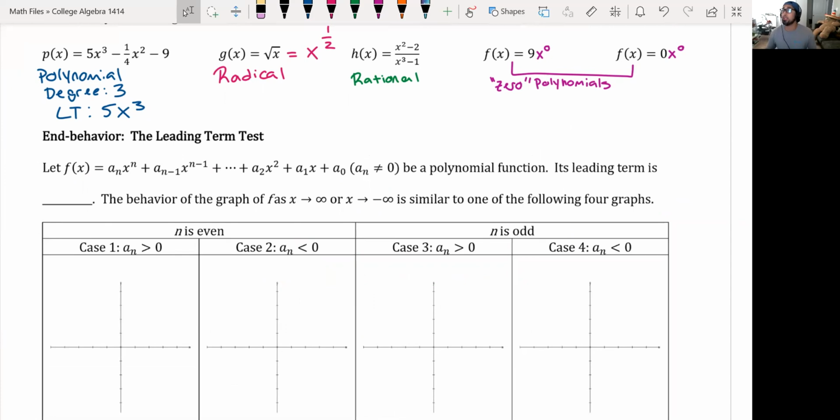The leading term can tell us if our function opens up, opens down, opens left, opens right. That's what the leading term tells us. And it is all based on the sign of the coefficient and the exponent of the leading term. Exponent, power, degree, all mean the same thing. So that's what the leading term tells us.